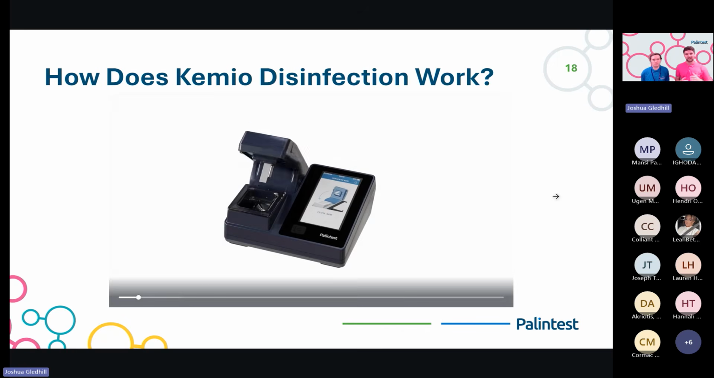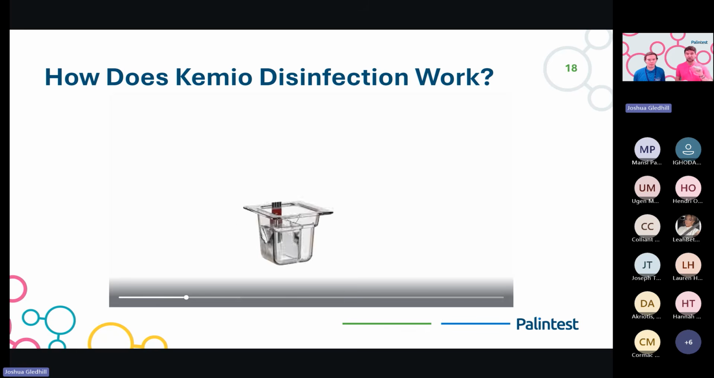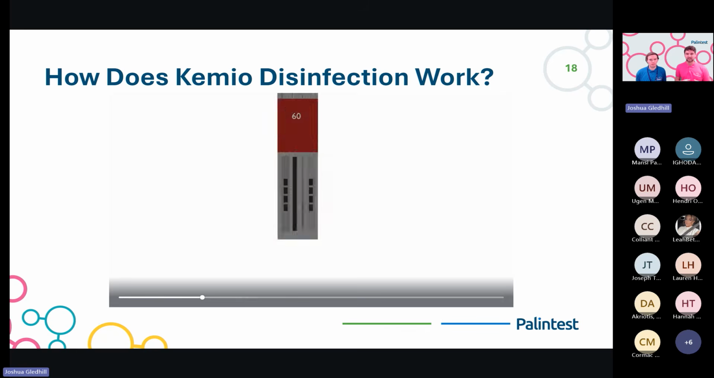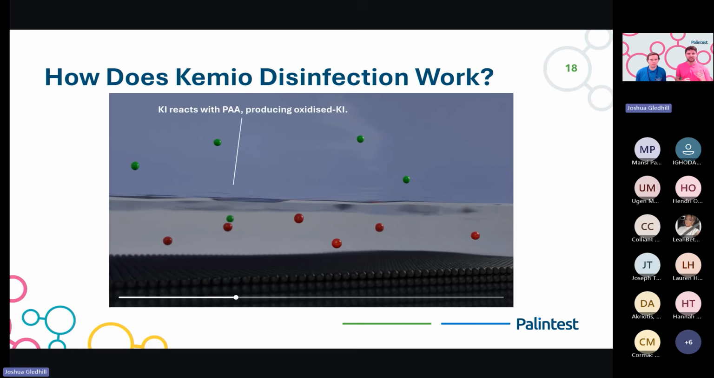So you can see now the sensors in the Kemio, the lid's been closed, and that's the end of the operator's interaction for this stage. We're going to take a little look inside the sample chamber, and you'll now see what I've just articulated in a graphical form. So there's the lovely potassium iodide interacting with the PAA. That's oxidizing.